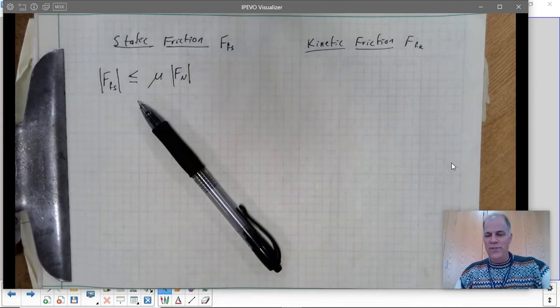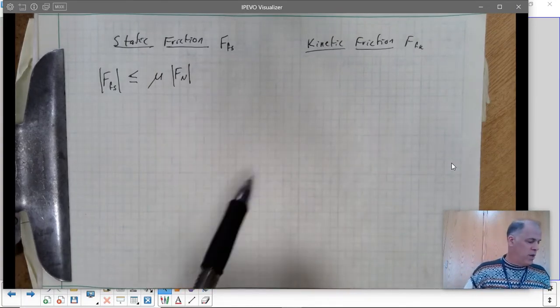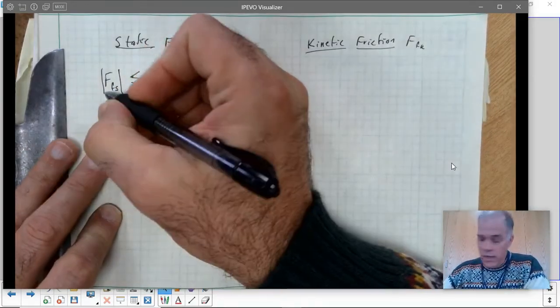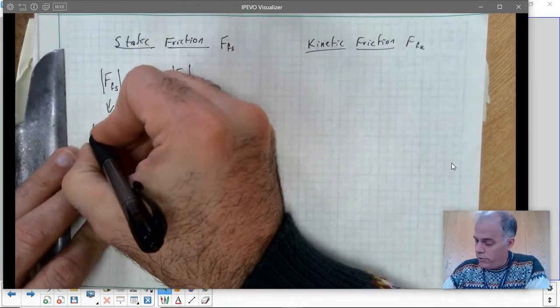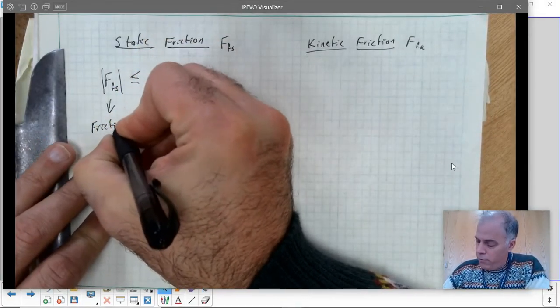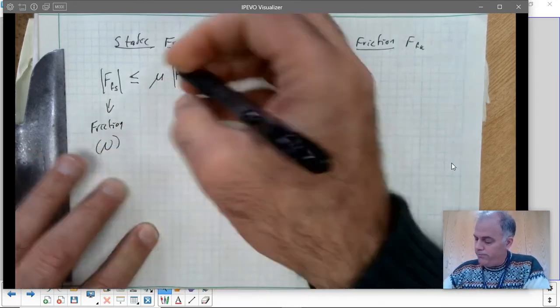We'll do the math on this in a moment, but this is the equation for it. Okay, so this is the frictional force, and that is in newtons.